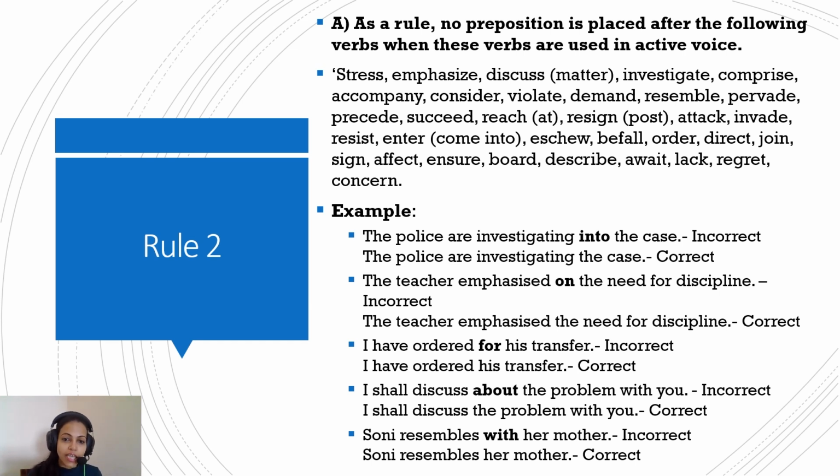So these are transitive words. They already have an object. So the word itself is complete. Using the preposition after would only make it repetitive. Again, "I have ordered for his transfer" is incorrect. I have ordered his transfer. So the word order itself is showing that his transfer has been ordered. I mean the thing has been made. The order has been done. So for is not required. So you have to remember these words and see that these are complete in their own sense.